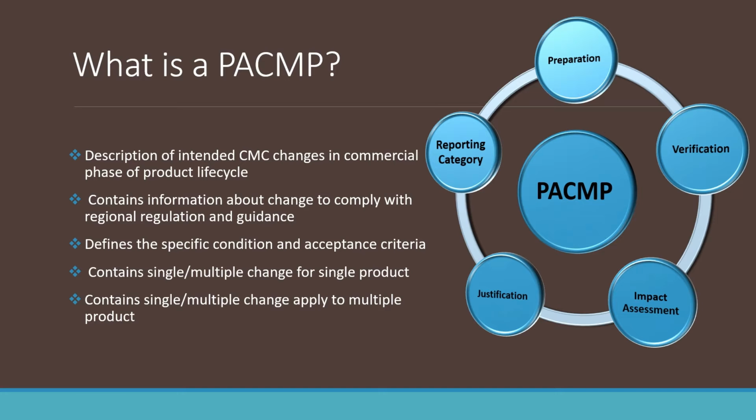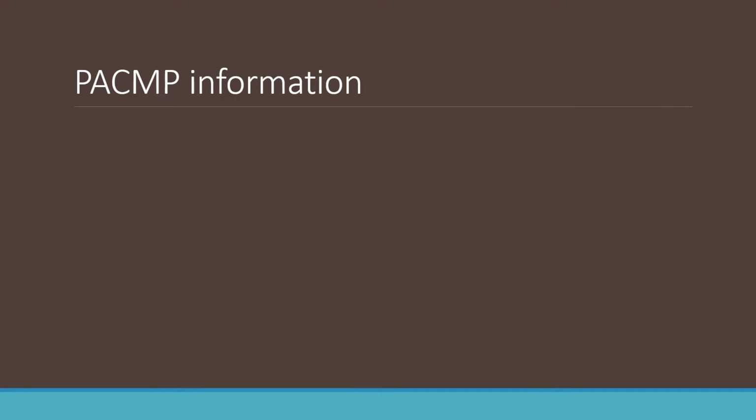Define the specific condition and the acceptance criteria. It should contain single or multiple changes for a single product that are required to be specified in the protocol. It may contain single or multiple changes applied to multiple products. This information needs to be specified in the protocol. Information the protocol should contain.